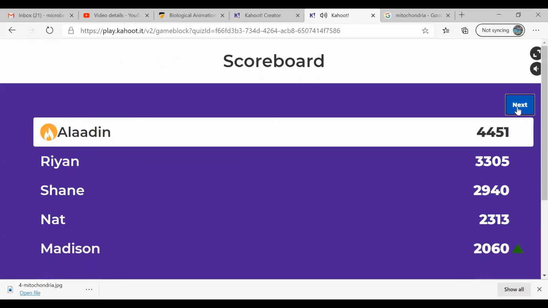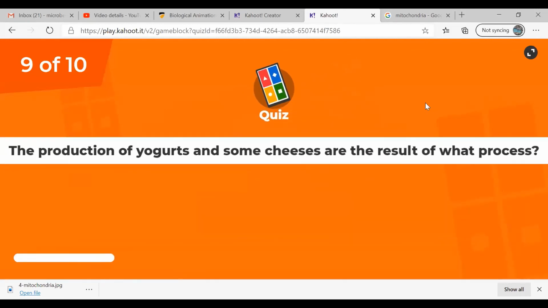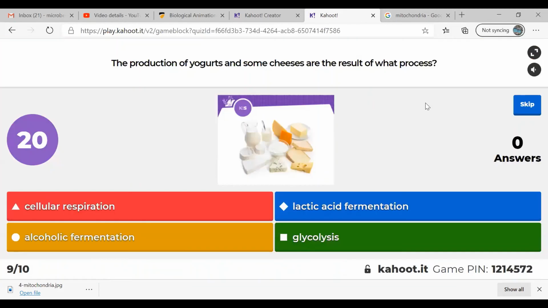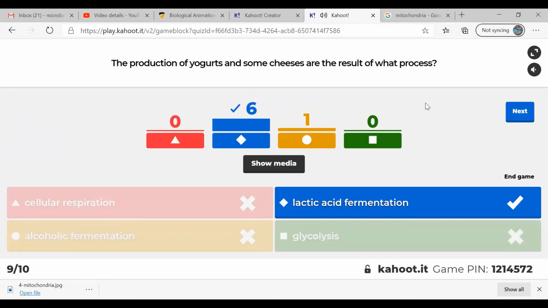Okay, looking hot, Aladdin. 2 more questions. The production of yogurts and some cheeses are the result of what process? This was not in the notes. I said it very quickly, so hopefully somebody caught what I said. This is a hard one. Correct answer. Good job. People were actually awake. Good, good. That's good.